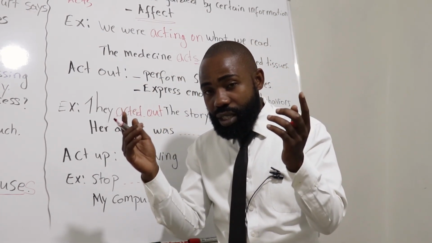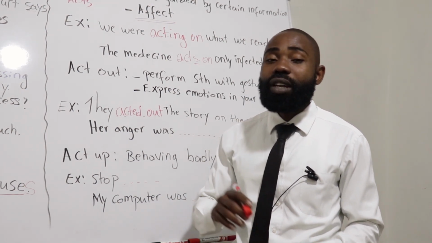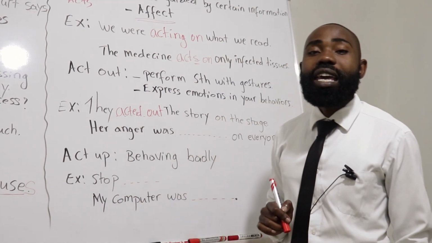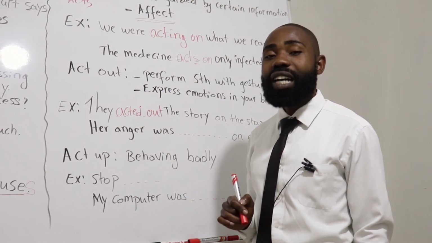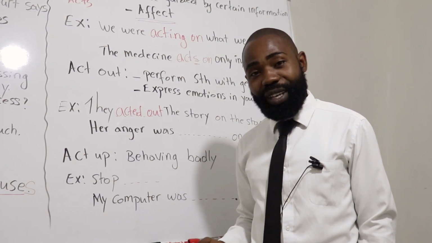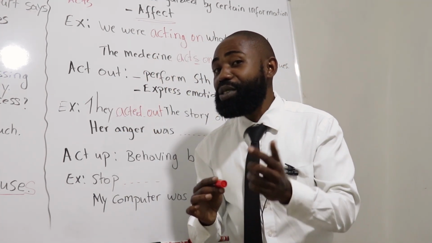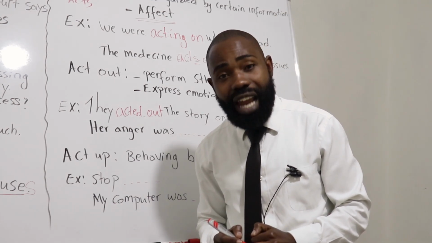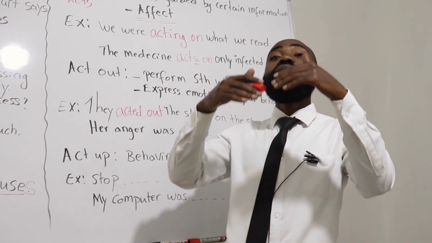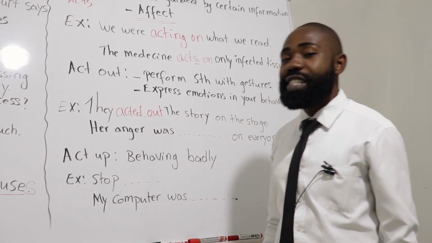Okay, do like this, that is a gesture. It means I'm acting out. If I do like this, you know that I am acting out. What you're acting out, I'm making a question mark with this. Okay? I can even say like this. And you know that I'm saying I love you. In this case, I am acting out using gestures. Okay? They acted out the story on the stage.